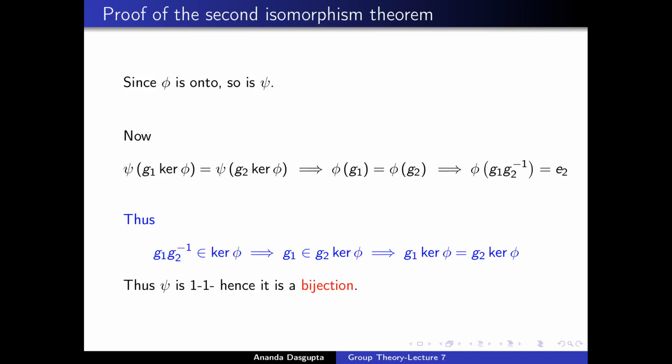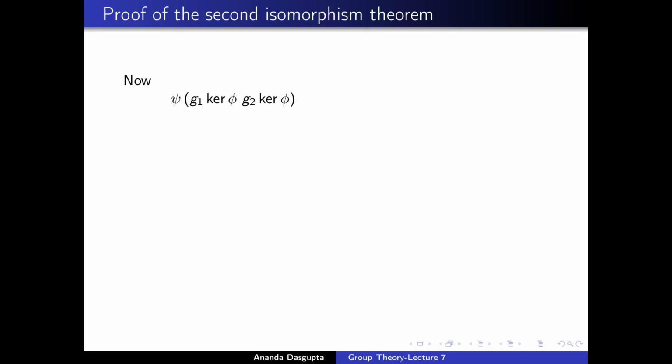So what is left? What is left is to prove that psi is a homomorphism between G1 by curl phi and G2. Of course, the only weapon that we have here is the fact that phi is a homomorphism. So we are going to exploit that. So what we need to show is that when psi acts on a product of two cosets, G1 curl phi times G2 curl phi, it produces psi acting on G1 curl phi times psi acting on G2 curl phi. But let us first proceed with what we know about this multiplication of two cosets.